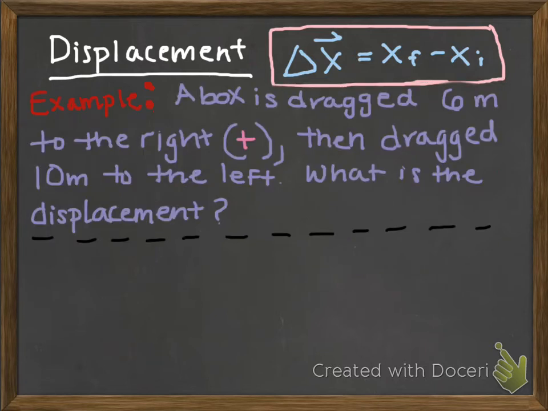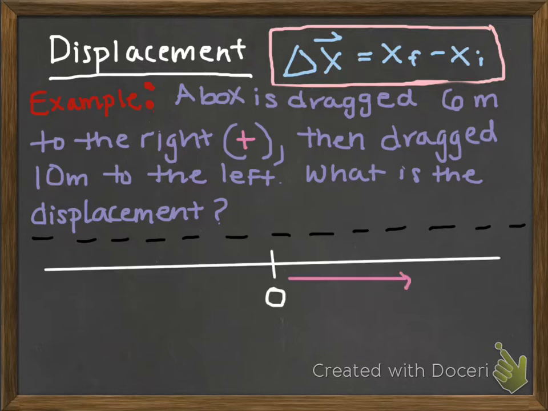A box is dragged 6 meters to the right, which we'll say is positive, and then it's dragged 10 meters to the left. What is the displacement of the box? So the box starts at 0 and then moves 6 places to the right. Next, it is dragged 10 places to the left, bringing it to -4 on the number line.